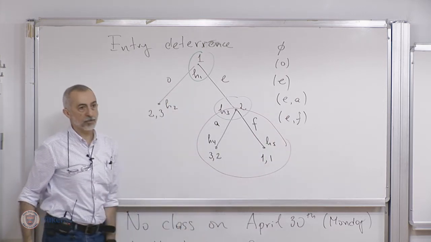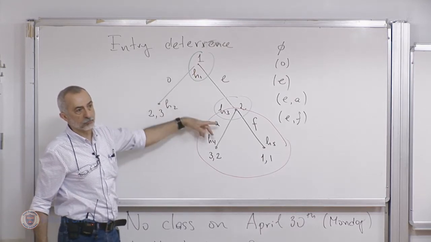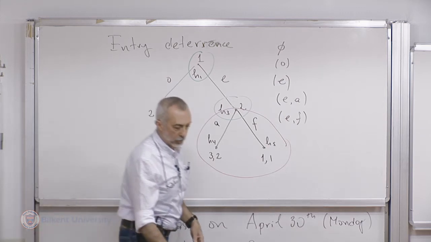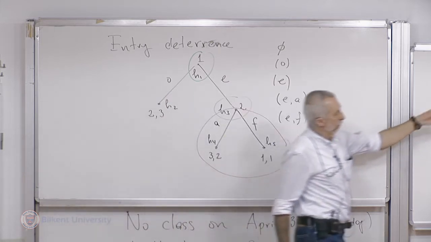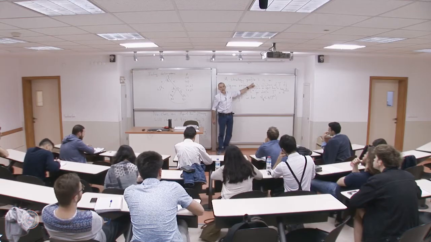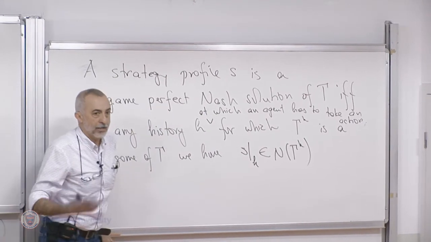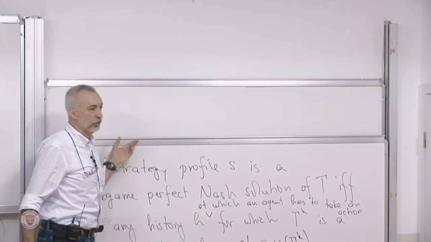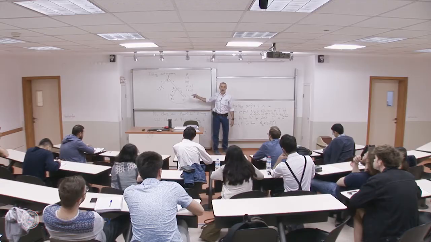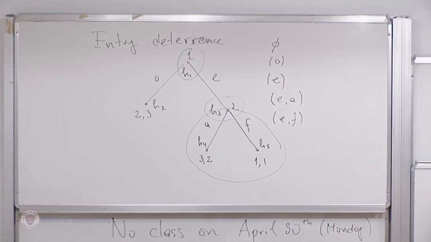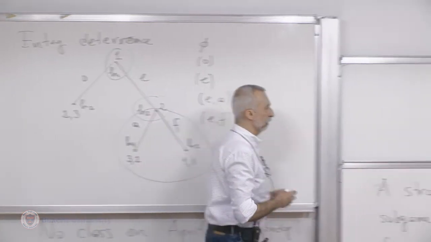So I would like to find subgame perfect Nash solutions of this game, okay? One recommendation that I have for you is, before you attack the problem of finding subgame perfect Nash solutions of this game, ask yourself, what are the strategies of the agents in this game? That will help you see if you have made any mistakes while finding the subgame perfect Nash solution. So let's just write them.